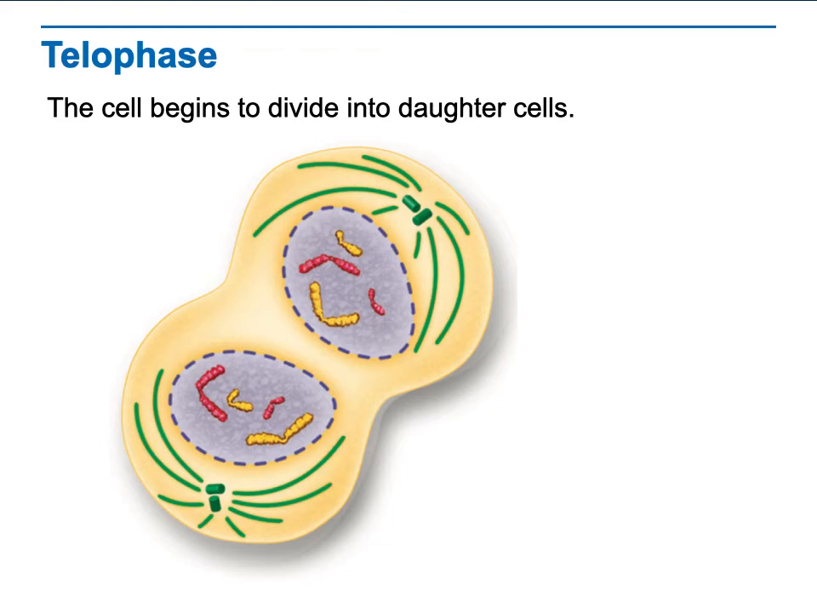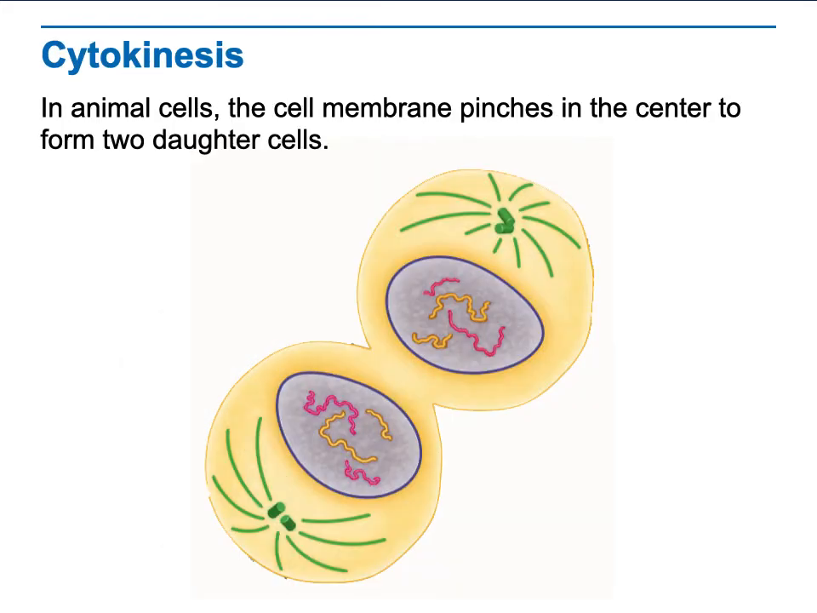Telophase. In telophase, the cell begins to divide into daughter cells. Nuclear envelopes reform. The spindle begins to break apart, and the cell membrane begins to pinch together along the middle of the cell. Here you can see the nuclear envelopes reforming. And finally, we have cytokinesis. Cytokinesis is the final step in cell division. This step usually takes place during telophase. In animal cells, the cell membrane pinches in the center to form two daughter cells.